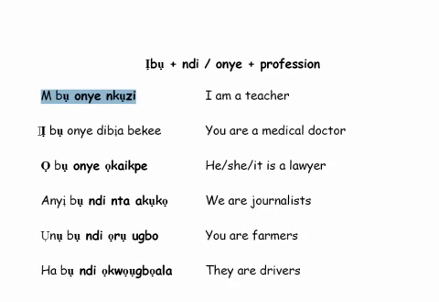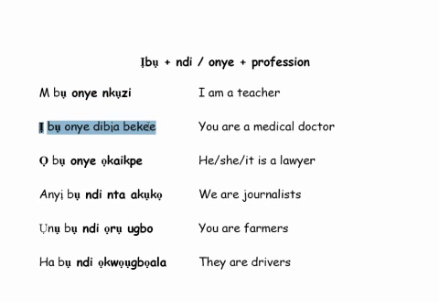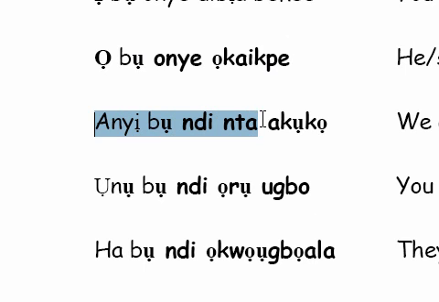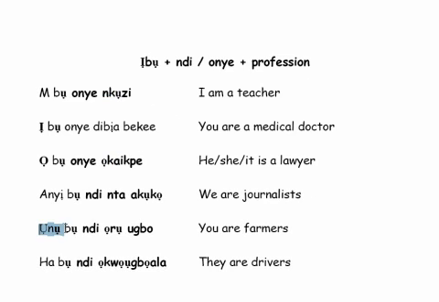I am a teacher. Ibo onye dibia beke. Obo onye okaikpe. Anyị bụ ndị nta akụkọ. So anyị is plural and we use ndị, which is plural. But o is singular and we use onye, which is singular. Unu bụ ndị ọrụ ugbo. Ha bụ ndị ọkwọ ụgbọala.